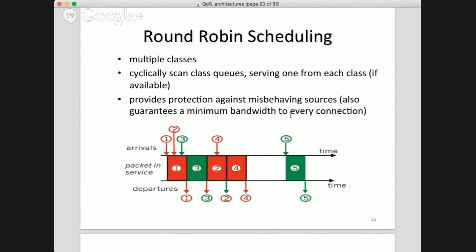What is the big advantage here is that it provides protection against misbehaving sources. Because in this case, well, it doesn't really matter how many packets the red source is injecting into the system. Still, the green gets its turn, for sure. This is guaranteed by design, which means that we are also guaranteeing a minimum bandwidth to every connection. Because in each cycle, we are going to serve at least once each single queue. Of course, there is a problem: it doesn't really differentiate.